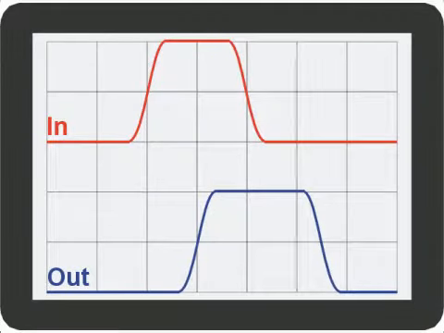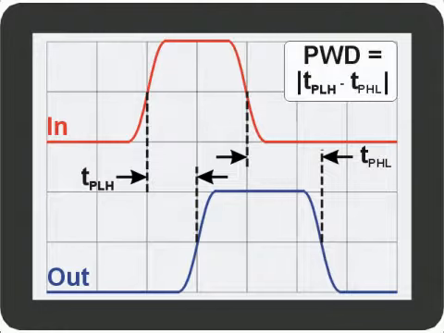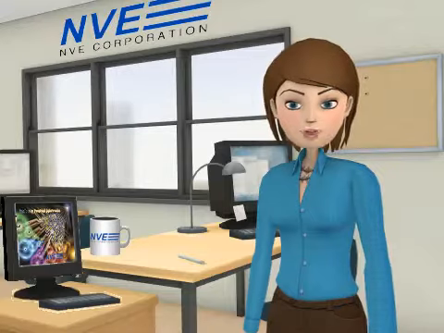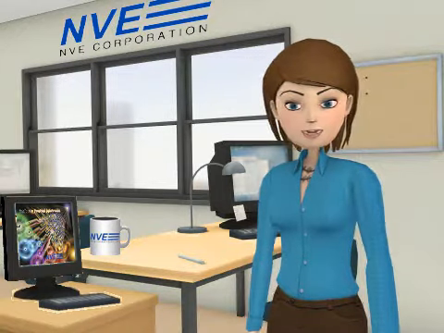Pulse width distortion is the maximum difference in rising and falling prop delays. As you can see, the asymmetry distorts the pulse width, in this case, making it wider. This is important in pulse width modulation and delta sigma ADCs.